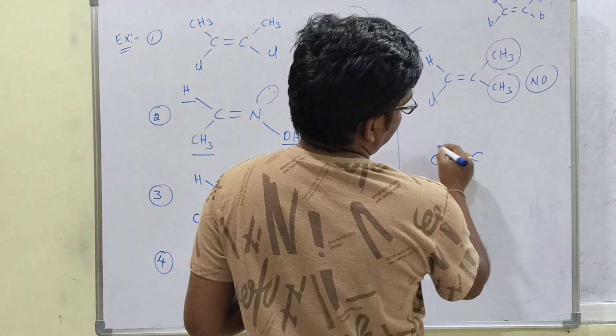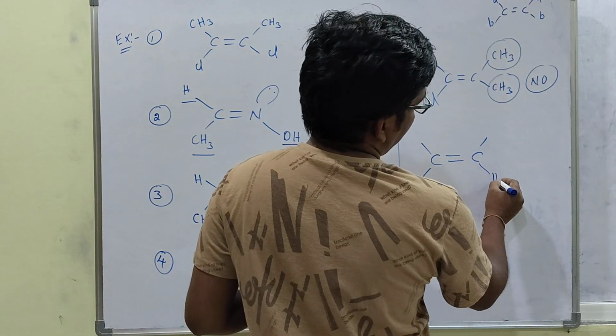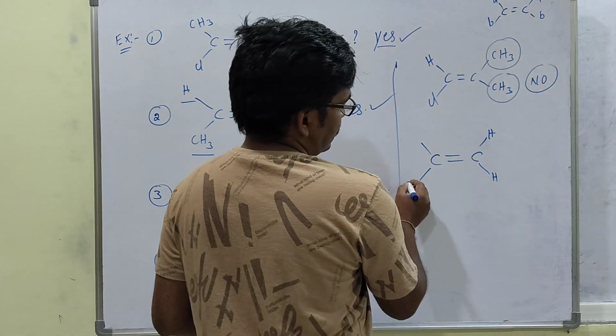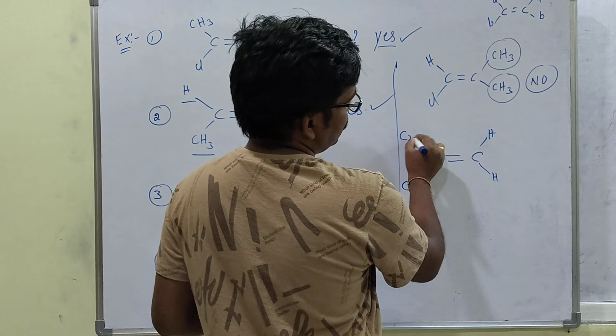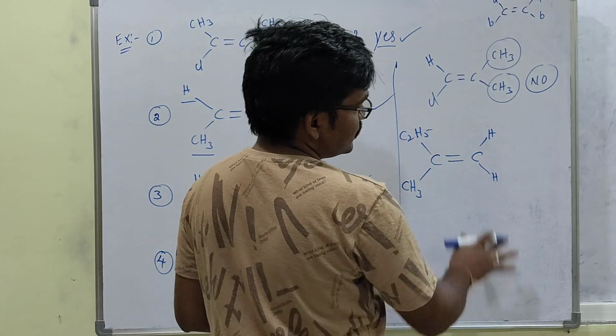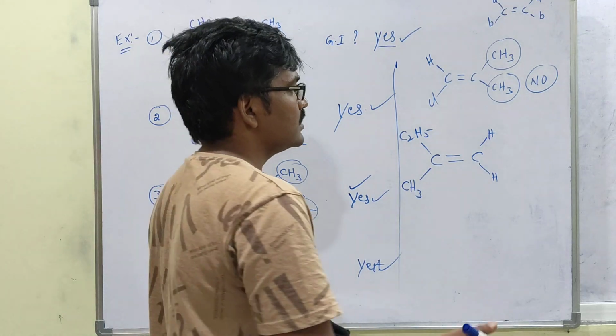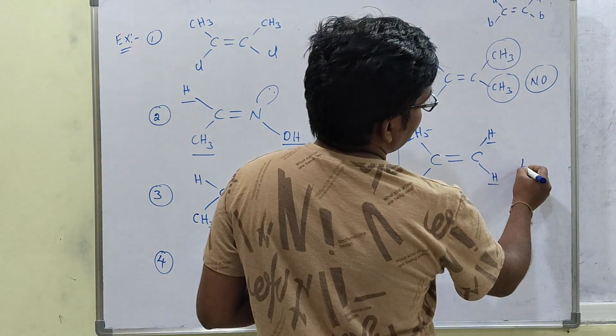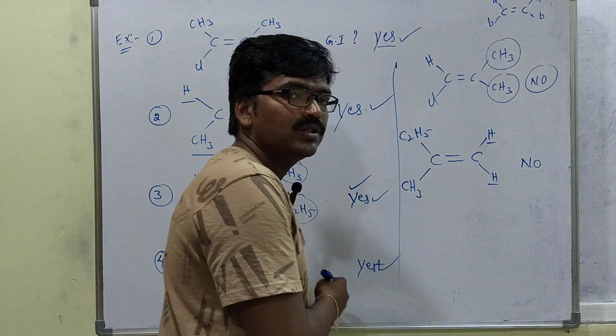Then C double bond C, with H and H on one carbon, then CH3 and C2H5 on the other, like this. Is that exhibiting geometrical isomerism? No, because the same atom is present. So no, it won't exhibit geometrical isomerism.